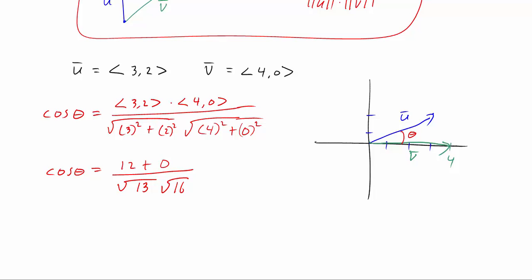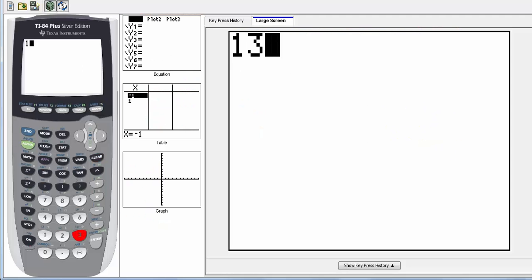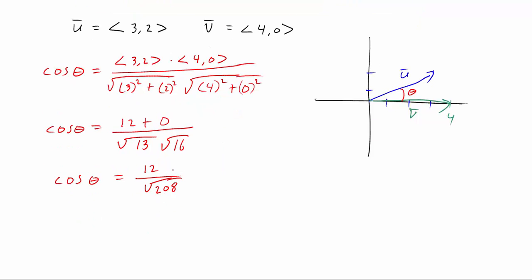And here we could simplify this a little bit. We could take cosine of theta, set this equal, this is going to be simply 12 on top. And then on the bottom, we could just multiply the 13 and 16 together. So the square root of 13 times 16. And if we were to take 13 times 16, we would certainly get 208. So we would end up with the square root of 208. And here, we're not going to worry about rationalizing this because we're actually looking for the particular angle.